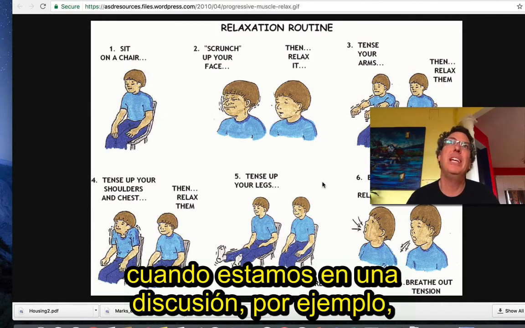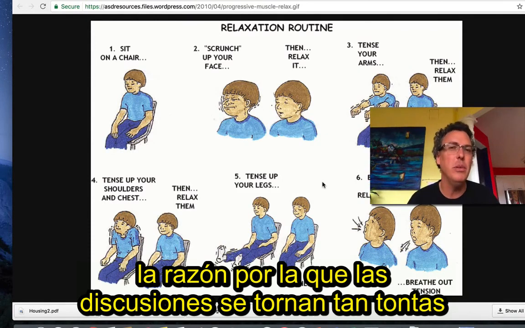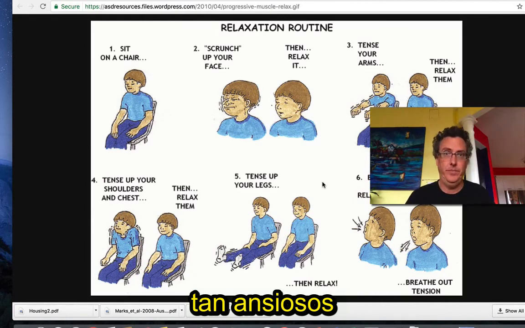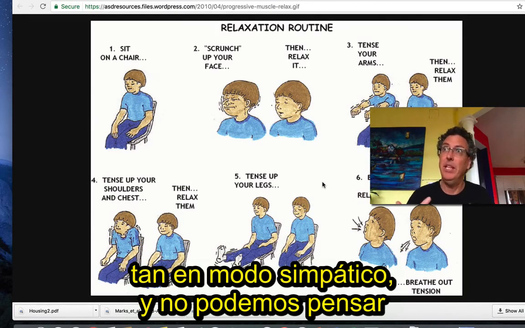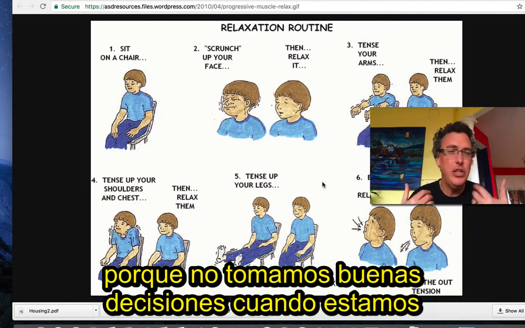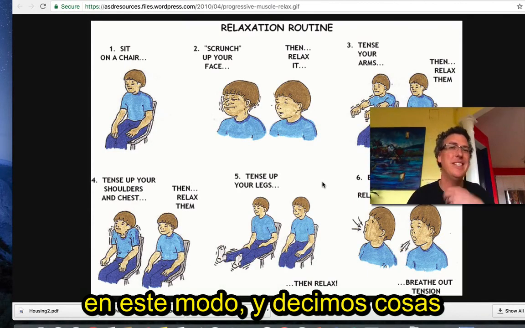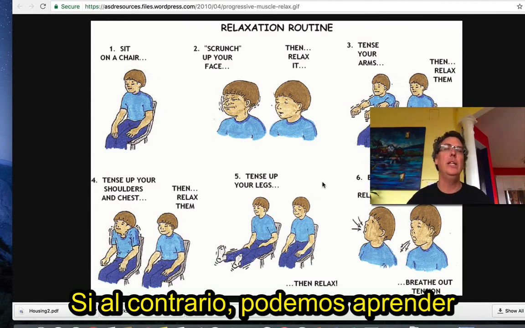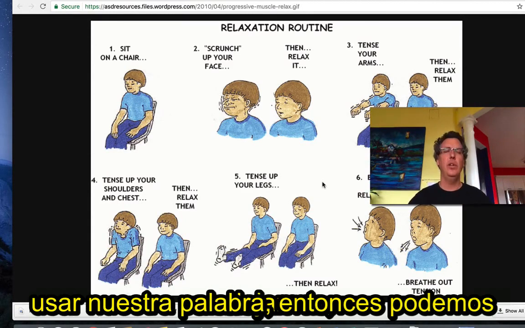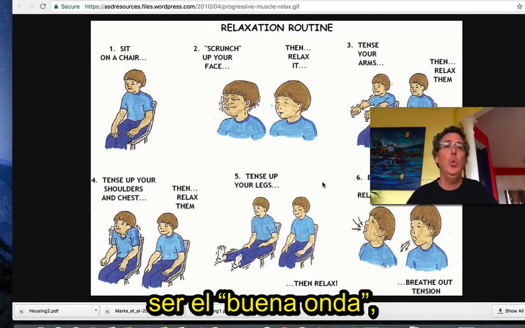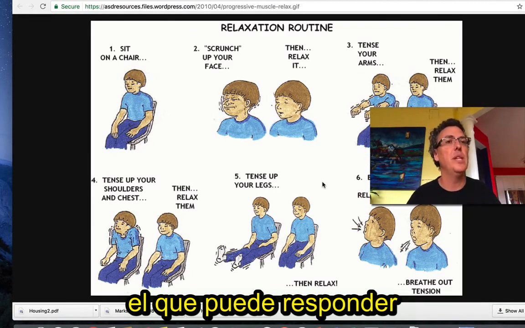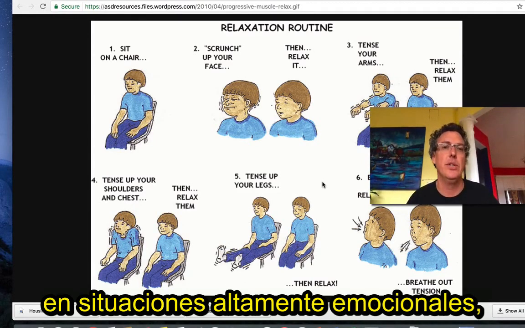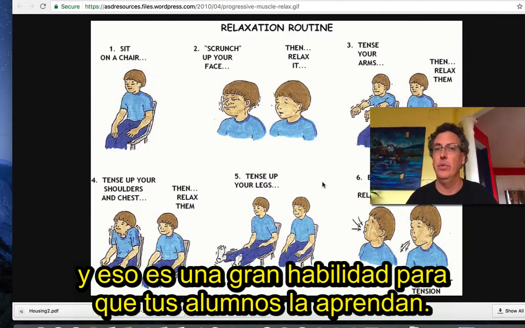Because it's just like when we get in arguments, for example. The reason arguments get so stupid is because we get so anxious. We get so sympathetic mode, and we can't think well, and we don't make good decisions when we're in that mode, and so we say things we shouldn't say, and things go crazy. If instead we can learn to relax, use our word, then we can be the cool one, the one who's able to respond rationally even in highly emotional situations. And that's a great skill for your students to learn.